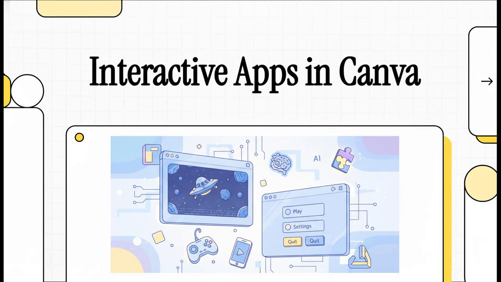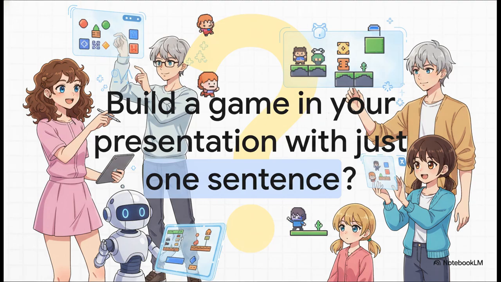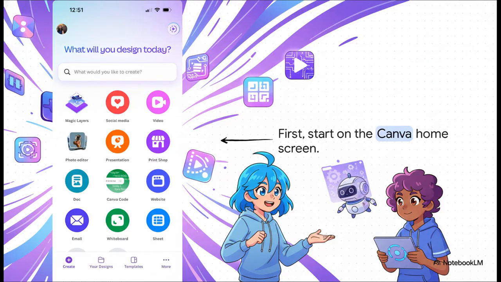Okay, let's build an interactive app right inside Canva, and we're just going to use AI. Believe it or not, with Canva's new AI feature, you can. It's surprisingly simple. First things first, just open up Canva and head to your main home screen.